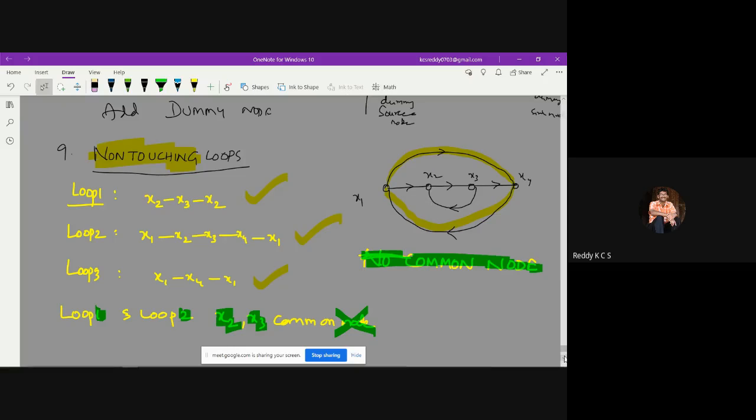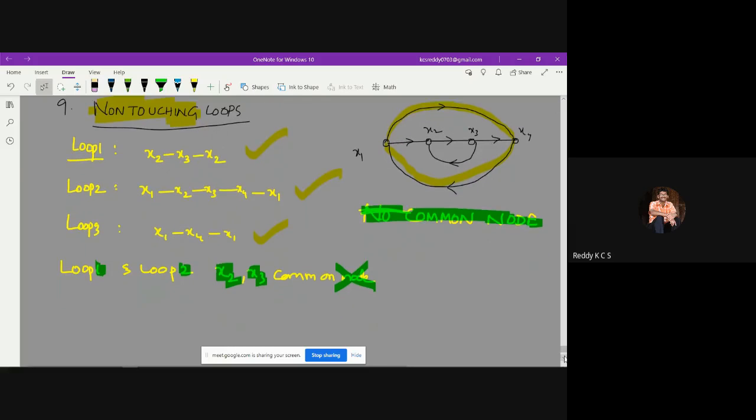Then which one is called non-touching? The second combination, loop 1 and loop 3. Checking loop 1 and loop 3: loop 1 has x2, x3, x2, and here x1, x4, x1. There is no x2, x3, x2 here, and no x1, x4, x1 there. So there is no common node. When we don't have any common node, it is called a non-touching loop. Yes, this is a non-touching loop combination.